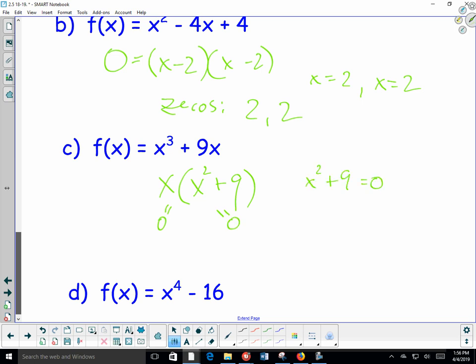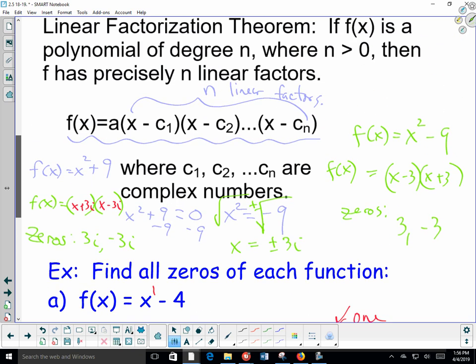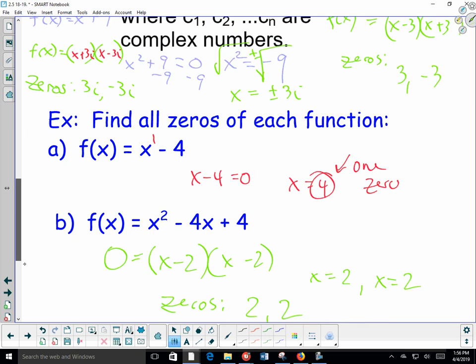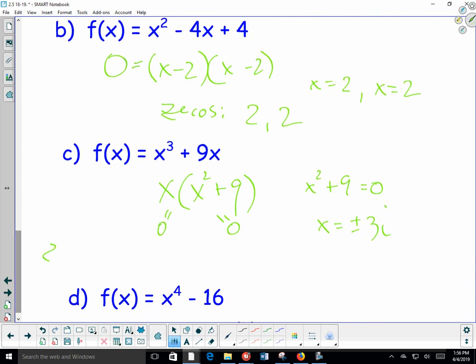Plus or minus 3i. We just talked about that, right? That's the exact same x squared plus 9, the same thing we did right here. So in this case, your zeros would be 0, 3i, and negative 3i. True? Okay, and what was the degree here, Casey? 3. And how many zeros did we get? 3.